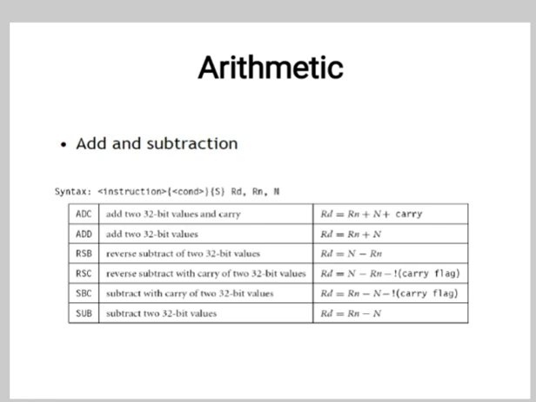So we can remember: ADD is simple addition, ADC is add with carry, SUB is simple subtraction, SBC is subtract with carry, RSB is reverse subtract, and RSC is reverse subtract with carry.